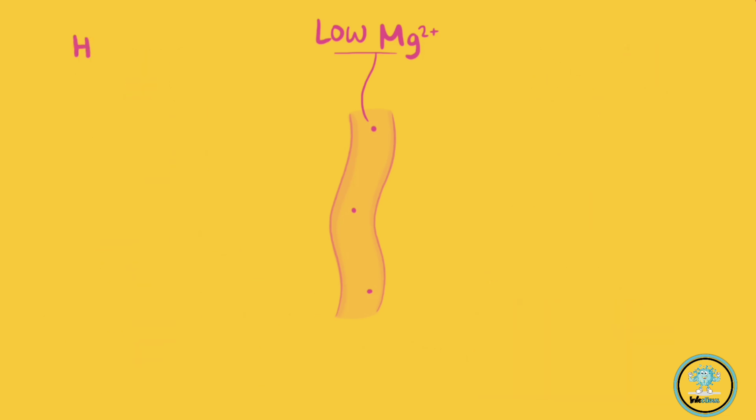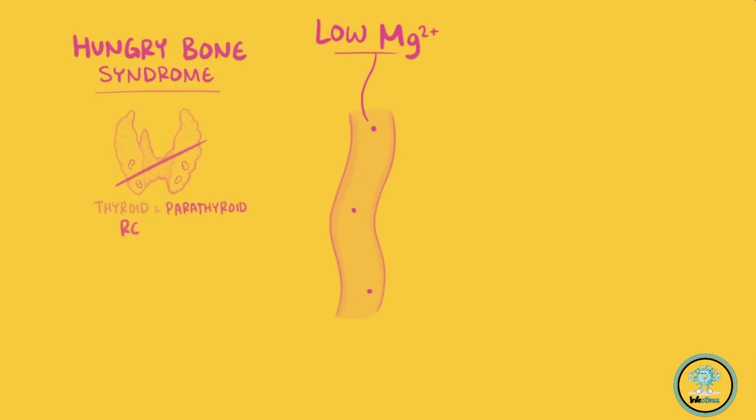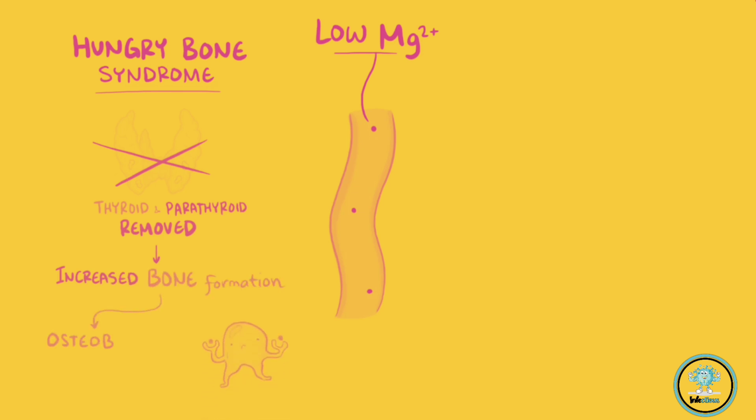Yet another cause is hungry bone syndrome, which is when the thyroid or parathyroid glands are surgically removed, which leads to increased bone formation. In this case, the osteoblasts, or bone-forming cells, are literally hungry for ions to make more mineralized matrix, and so it ends up taking the magnesium from the blood.